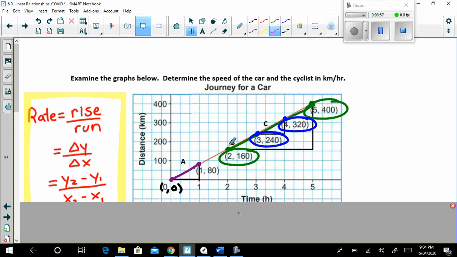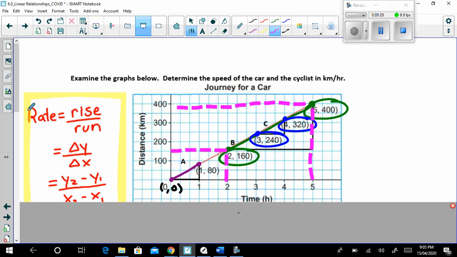Then we're going to do the difference from this point, 2 hours and 160 kilometers, all the way up here to 5 hours and 400 kilometers. Okay, and then we're going to do this point here from 3 hours and 240 kilometers to 4 hours and 320 kilometers. And we're going to take the difference in distance and the difference in time, and we're going to combine it all into one step.